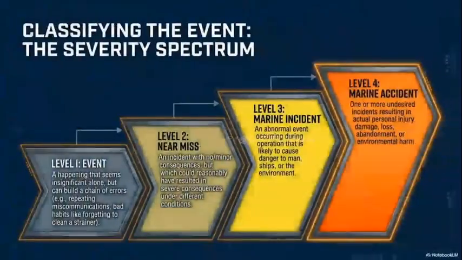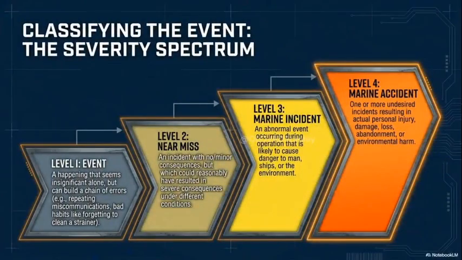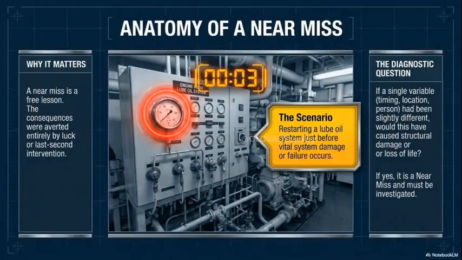This helps categorize occurrences from simple events and near misses to serious marine incidents and accidents, based on their severity and potential risk. This severity spectrum provides a clear progression. Recognizing a Level 1 event is just as important as managing a Level 4 accident, because minor events often precede larger failures. A near miss is a free lesson. If a slight change in timing or location could have resulted in damage or loss of life, it must be investigated to ensure those conditions don't lead to a future accident.